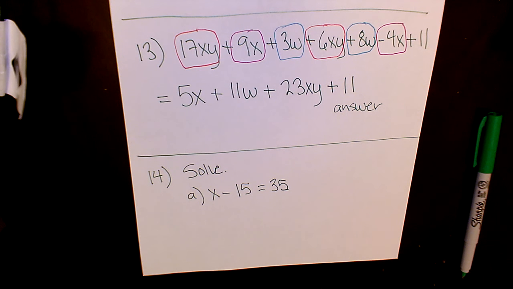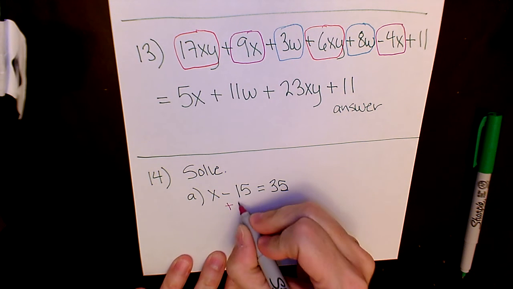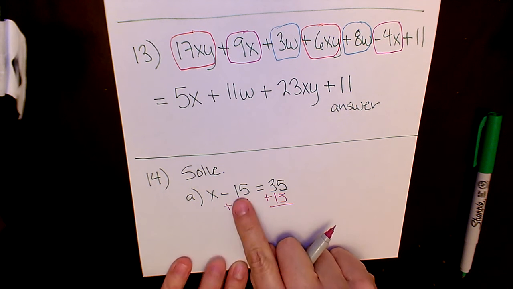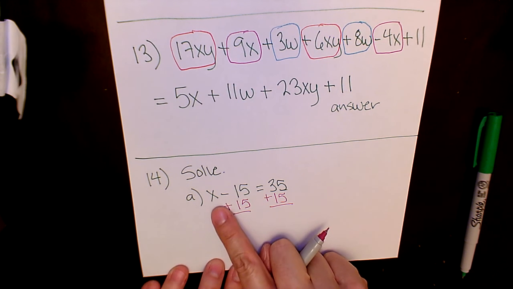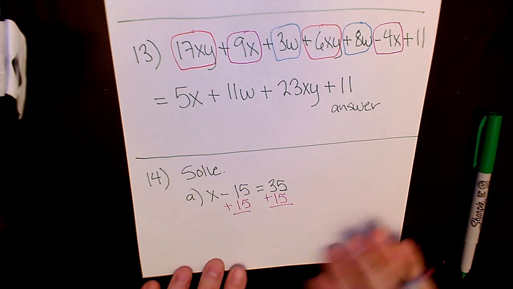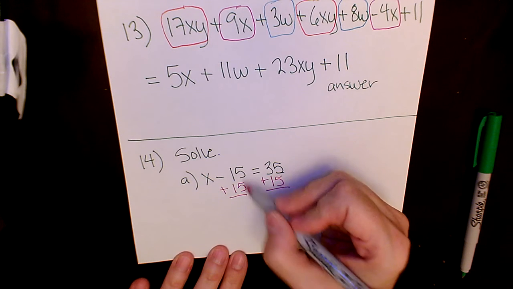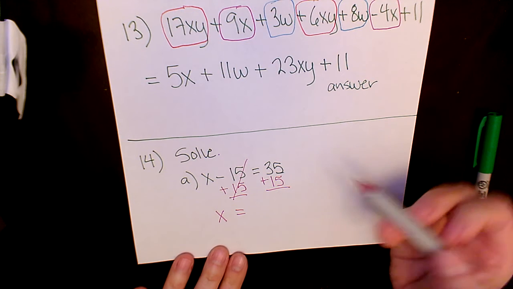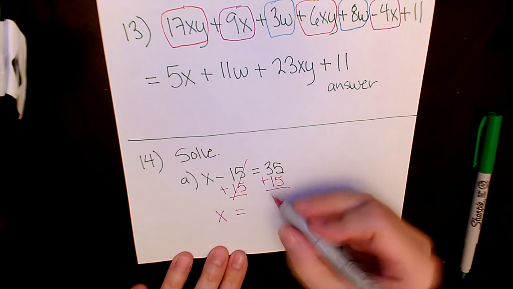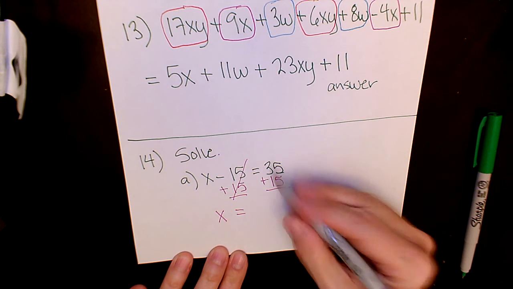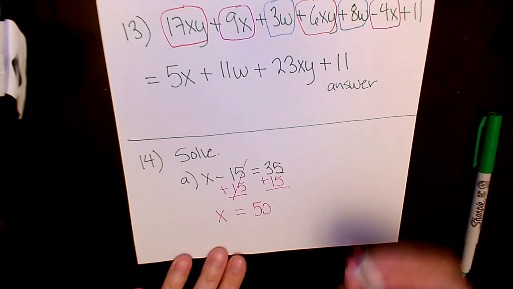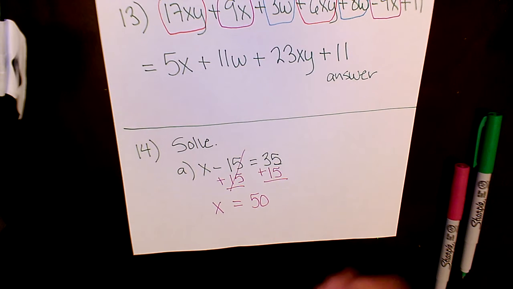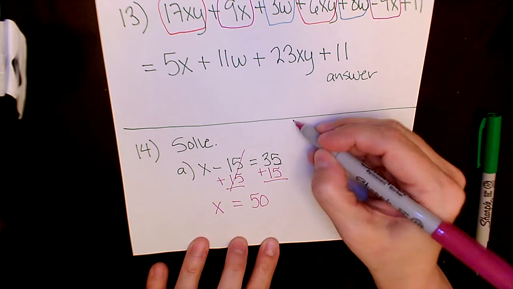So if you said add 15 to both sides, you are right. So we want to get rid of this minus 15. We want to get x alone so we can find out what x is. So 15 minus 15, these cancel out. Bring the x down and just add these two together. And I believe that's 50. So x is equal to 50. And you're done.